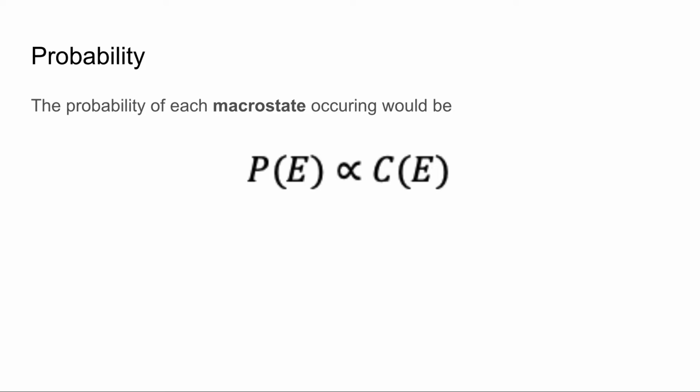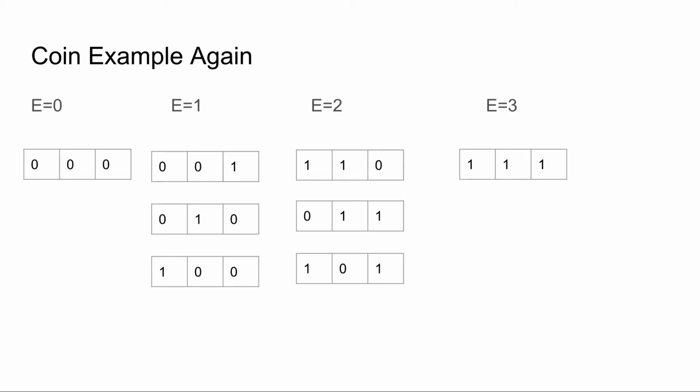Then certainly the macrostates which have more microstates corresponding to them will be more likely, right? So the probability of a macrostate is proportional to the number of microstates associated with that macrostate. Is that clear? Okay, don't worry, let's give an example.